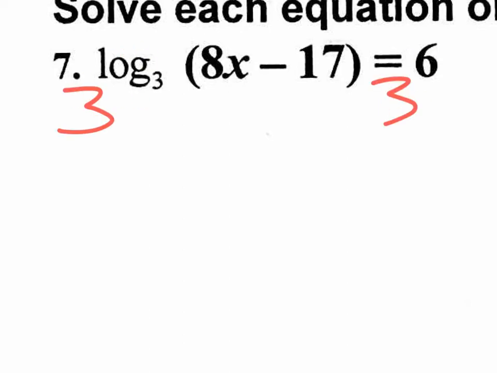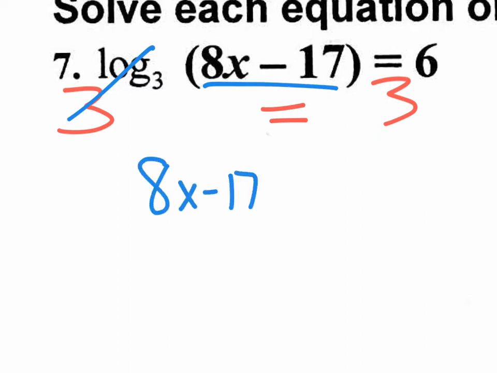Let me put my equal sign between the 3's. Anyway, we know that it's going to cause it to cancel. And the 8x minus 17, that's going to come down: 8x minus 17 equals 3 to the 6th. And of course, with the calculator, let's do 3 to the 6th power. 729.